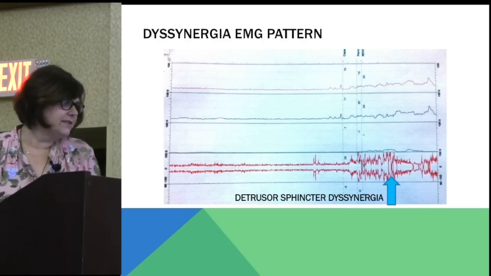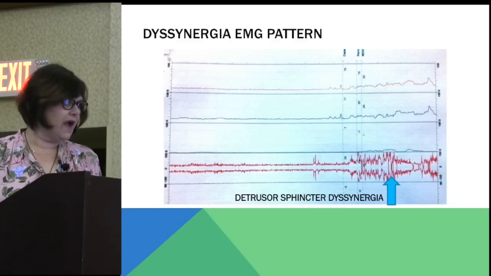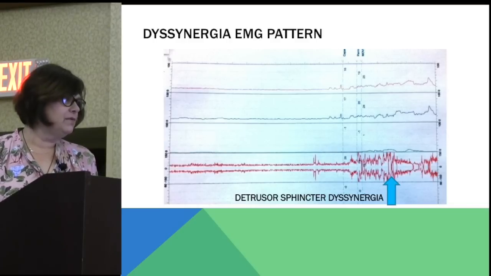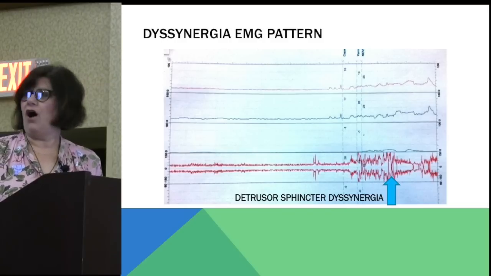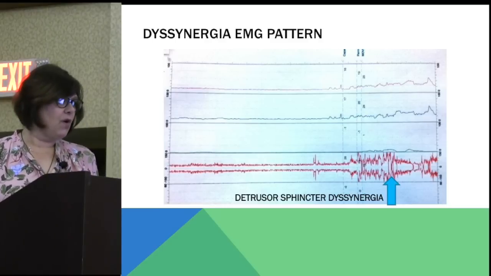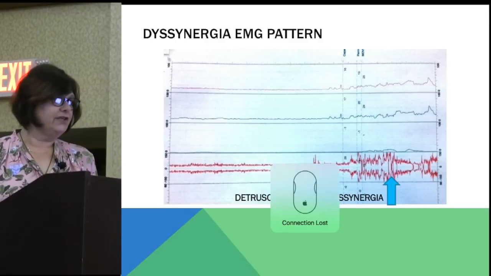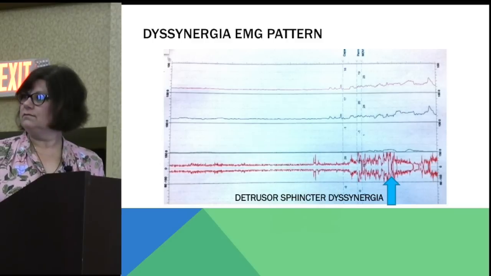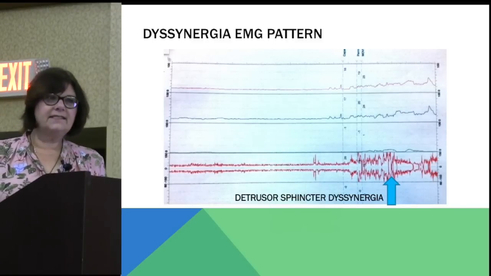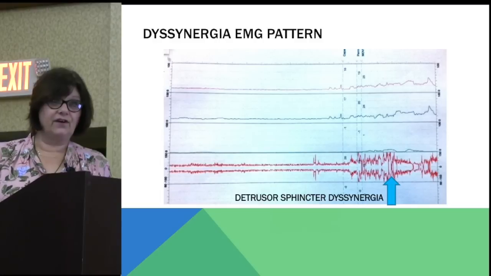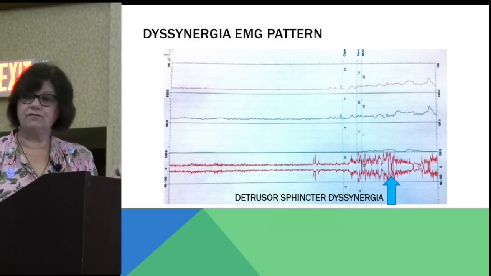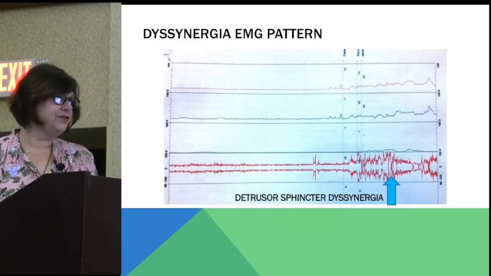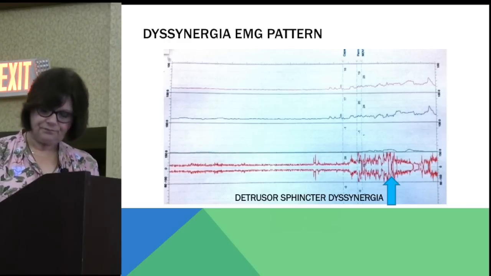This is more of a dyssynergia pattern. So you can see towards the end of that graph, this is a patient who is trying to void. And you can see that bottom line in the red, all that activity going on. This is someone who is trying to urinate, and you can see the EMG is super active. This is someone whose pelvic floor muscles are really tight and they're not able to void very well. And you would see that very staccato, intermittent voiding pattern happening. This is a patient who, again, would probably benefit greatly from pelvic floor muscle rehab.